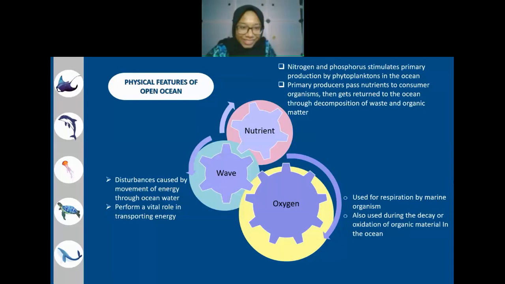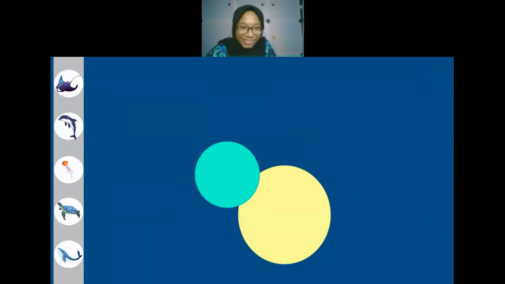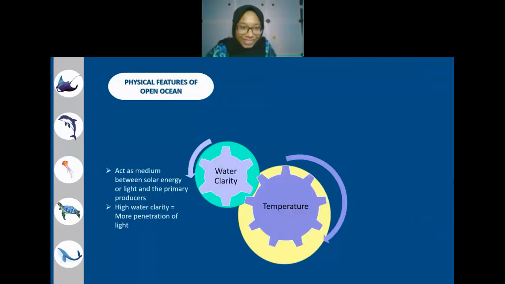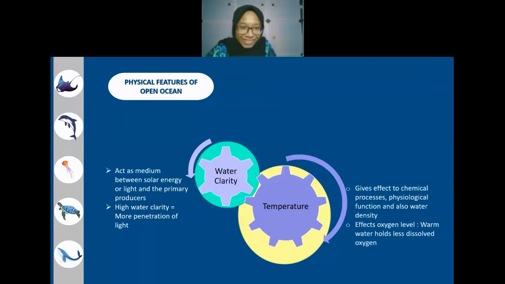So the next one is oxygen. Oxygen is used for respiration by marine organisms. It is also used during the decay or oxidation of organic material in the ocean, which will then be deposited on the ocean bottom. And then we have water clarity. Water clarity acts as a medium between solar energy or light and the primary producers. High water clarity means more penetration of light, which is beneficial to the primary producers.